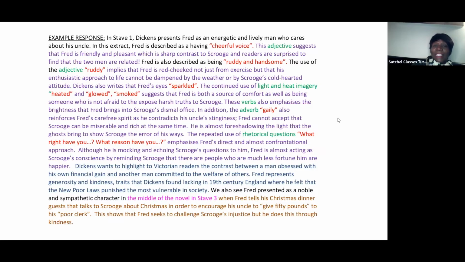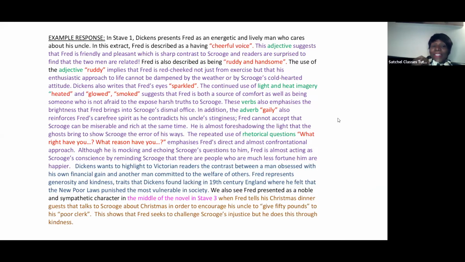In stave 1, Dickens presents Fred as an energetic and lively man who cares about his uncle. In the extract, Fred is described as having a cheerful voice, and this adjective suggests that he's friendly, he's present, in sharp contrast to Scrooge. And we're surprised that these men are actually related. Remember, Scrooge's voice is grating, whereas Fred's is cheerful. Fred is also described as being ruddy and handsome, and this adjective ruddy implies that his cheeks are red, not just from exercise, but also his enthusiastic approach to life. He will not be dampened by the weather or Scrooge's hard-hearted attitude. Remember, this is contrasting because Scrooge was described as being ugly and shriveled.